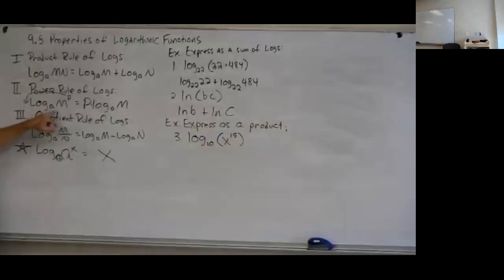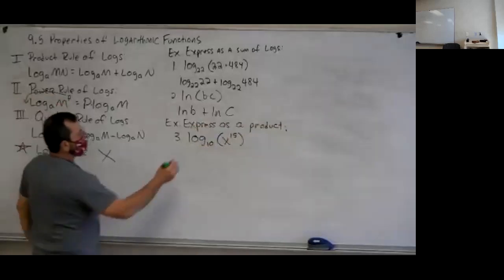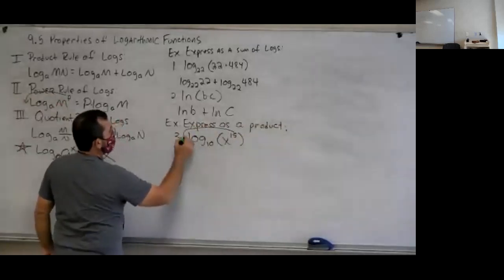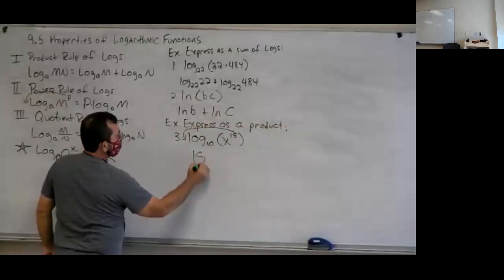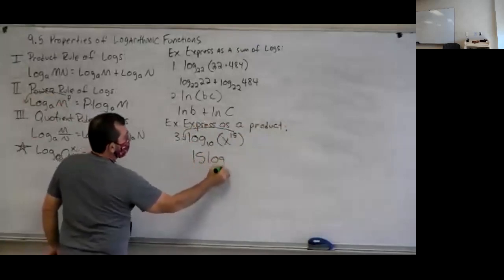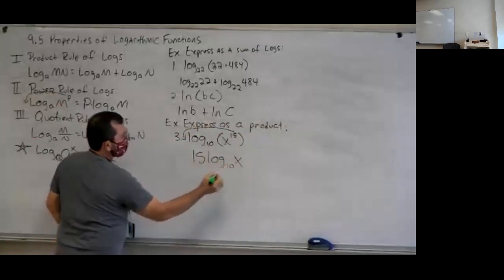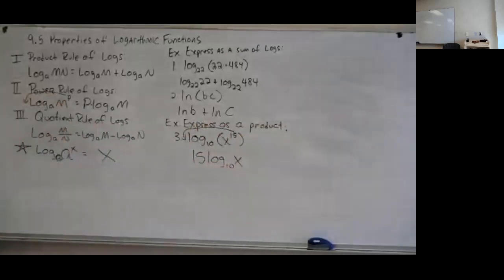But this power rule only has me do one thing, right? It wants me to take that exponent and bring it down to the front. And that's all it wants me to do. So I bring this 15 down to the front, so I get 15 times the log base 10 of x. And that's all I do to that.